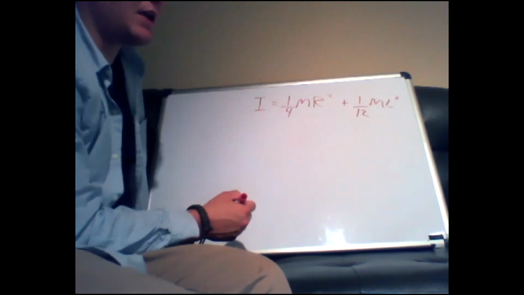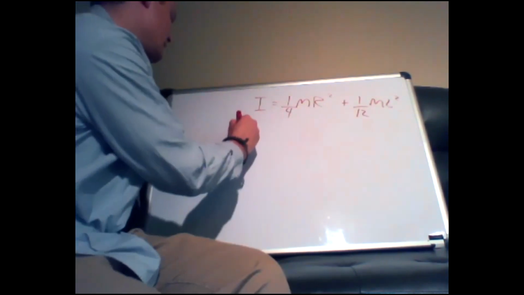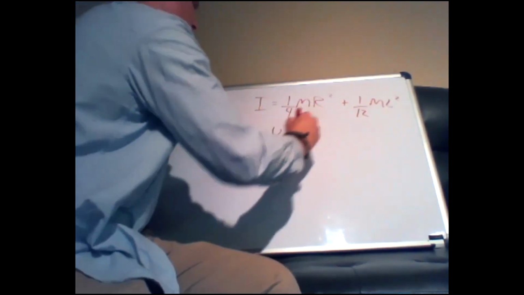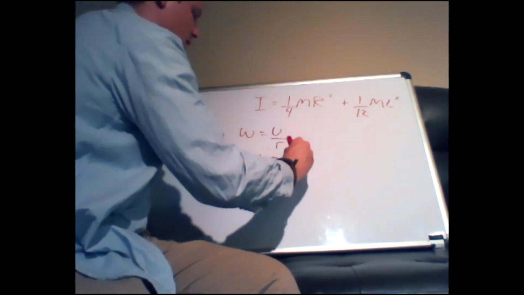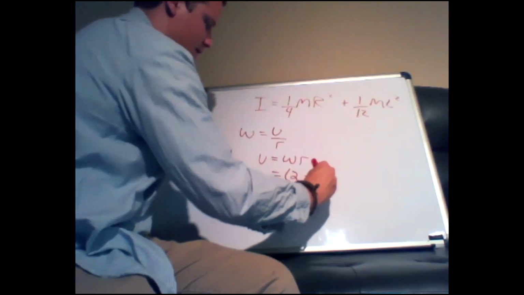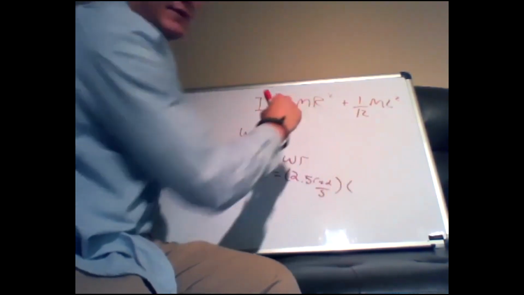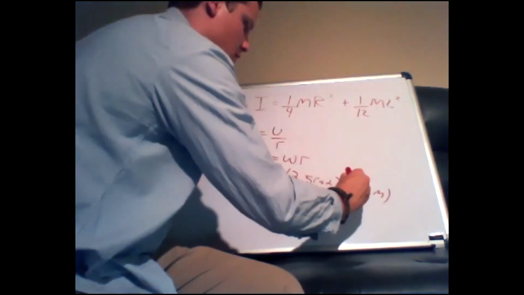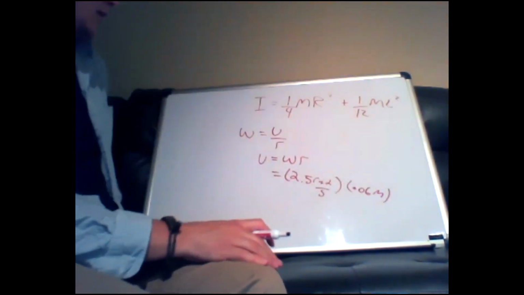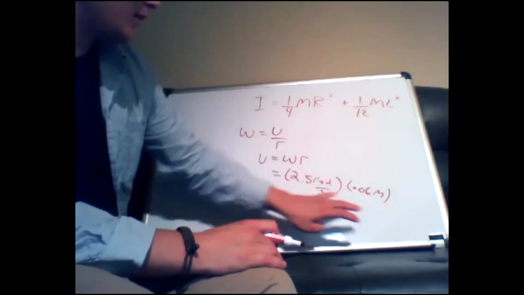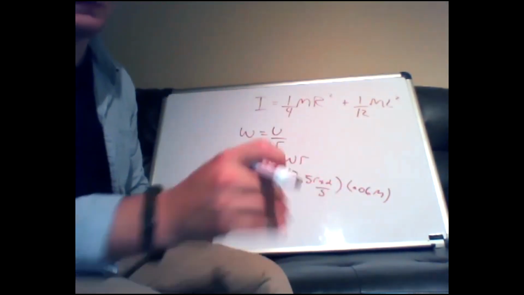what is its speed? So we can just use the same formula that relates speed to angular velocity as before. We can say that omega is equal to V over R, and therefore V is just equal to omega times R. Omega is 2.5 radians per second. R is 0.06 meters. When you multiply those out, remember radians isn't a unit, and so you'll be left with something in meters per second, and that'll be your speed.